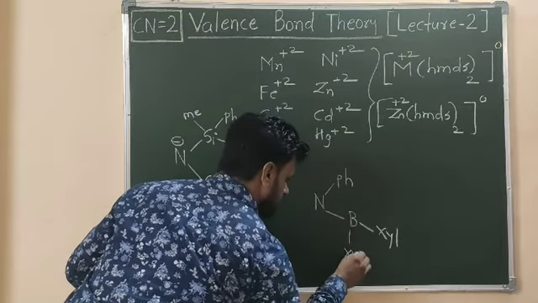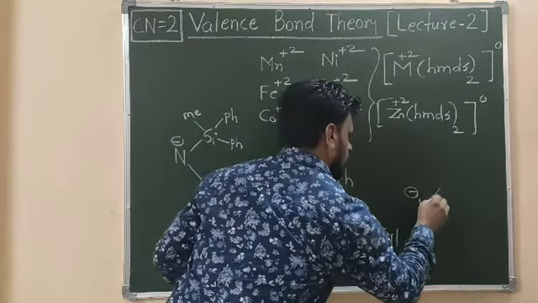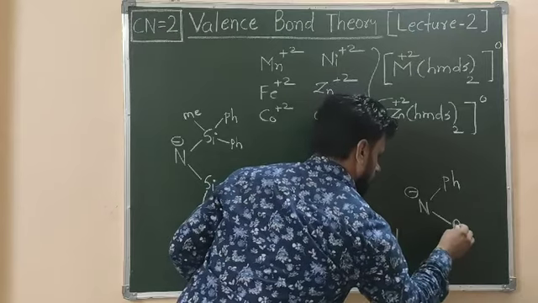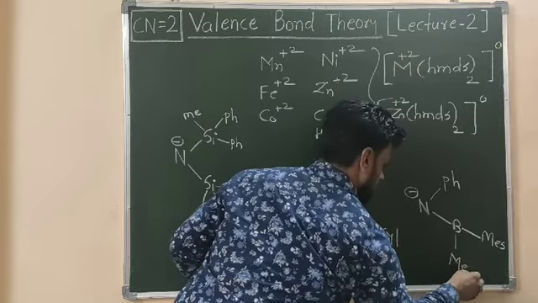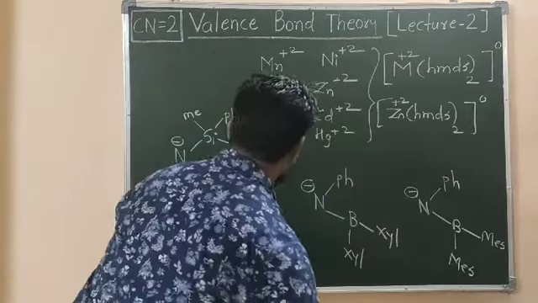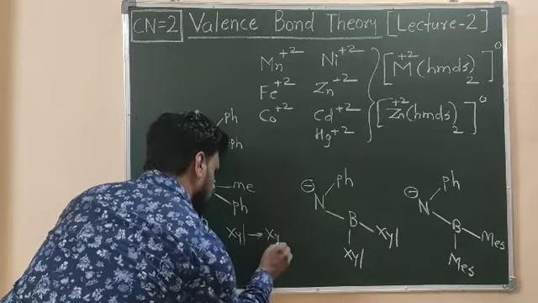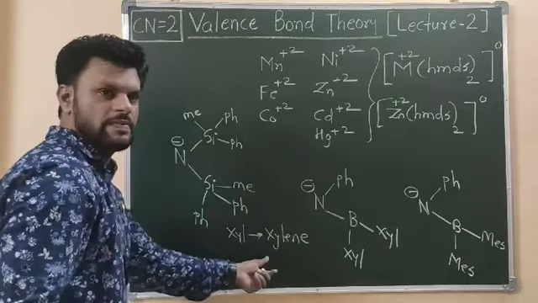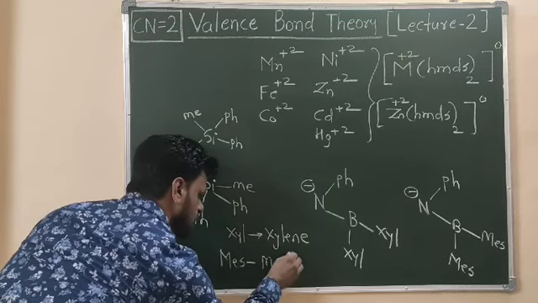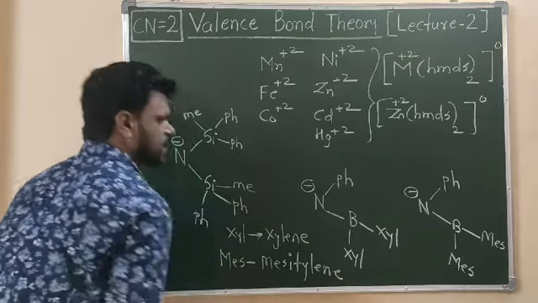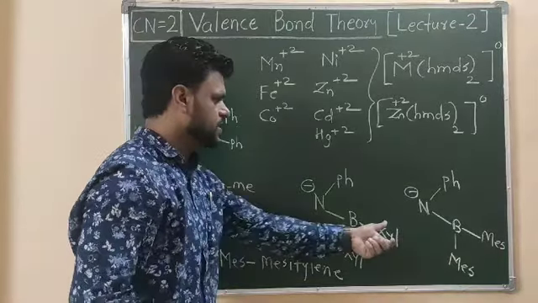this is xylene, and it carries a minus charge, and here again we have boron and Mes, and this is again Mes. For information, this xylene is nothing but dimethylbenzene. Remember that dimethylbenzene, and this Mes is nothing but mesitylene. Mesitylene means a trimethylbenzene. So this bulkier group now can stabilize the complexes.